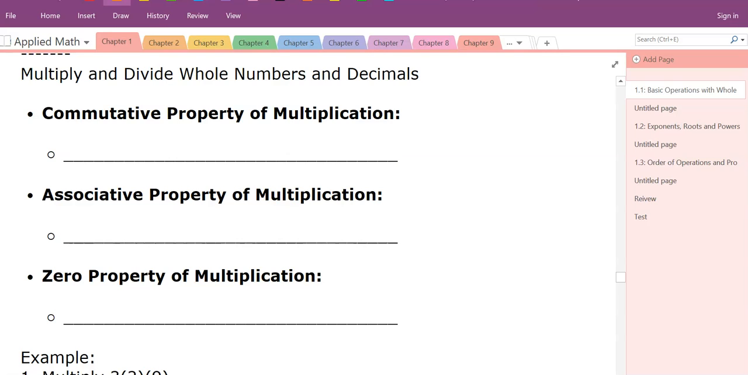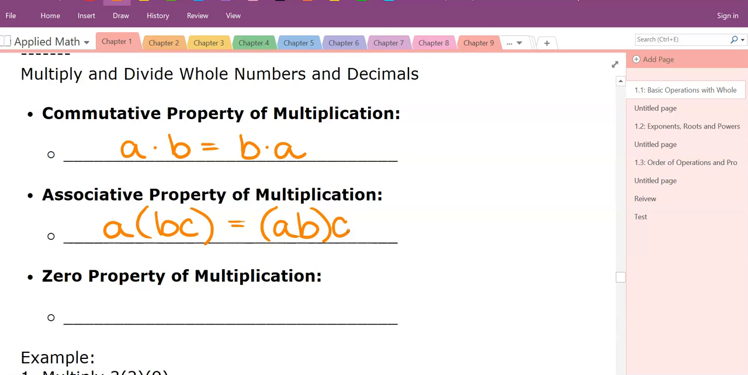The commutative property for multiplication is it doesn't matter the order you multiply numbers in. You're going to get the same result. Associative is that grouping again. So if I take A times BC, if I'm grouping B and C together, I can regroup so that A and B are together, and then take it times C. The zero property of multiplication says that any number times 0 is 0.